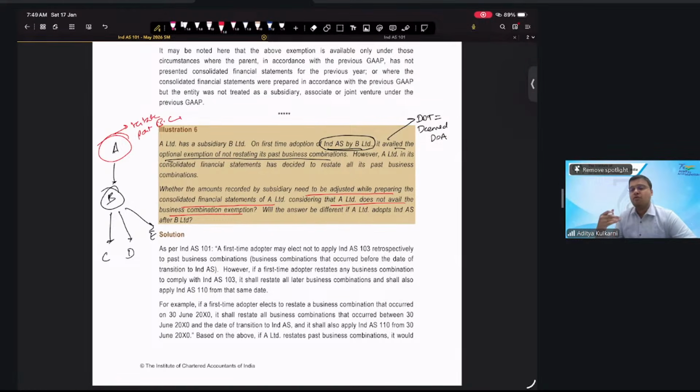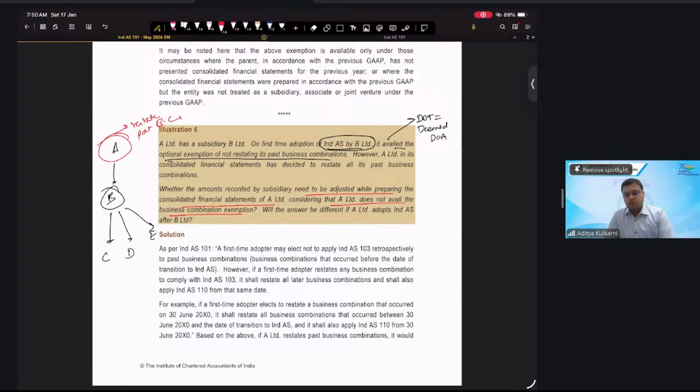But when B is folding into A, which includes all subsidiaries C, D, and E, A says, I want to restate everything from the past. So in A's books there is only one investment, which is B Limited. Yes or no? Yes. So A will restate B. Should B restate C, D, and E? What do you think? I think it should. Because when the parent has given a policy, the subsidiary has to follow that policy. The subsidiary cannot say, I will not do it.